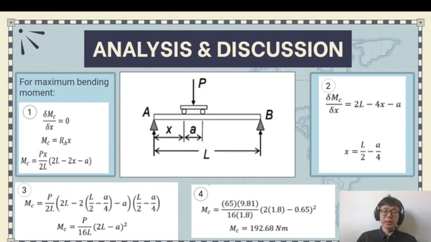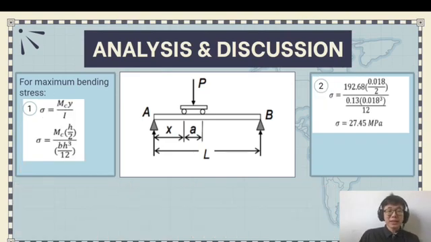The equation for maximum bending moment has been finalized, which is M_C equal to P/16L (2L minus a) squared. Substitute all the values for weight of skateboarder, length of plank and skateboard into the maximum bending moment equation, and the maximum bending moment we get is 192.68 Newton meter. Finally, using the formula for maximum bending stress, which is sigma equal to M_C y per moment of inertia, we substitute all the values such as bending moment, thickness, and width of the wood plank into the formula, and the maximum bending stress we get is 27.45 megapascal.